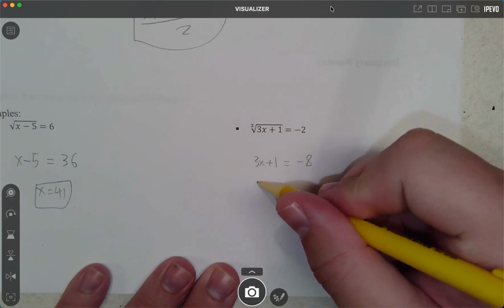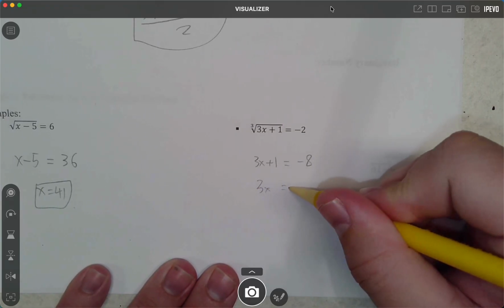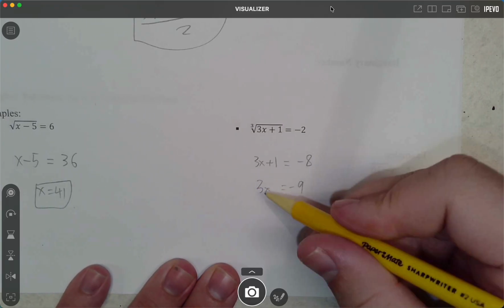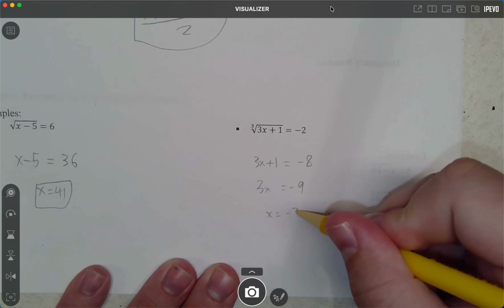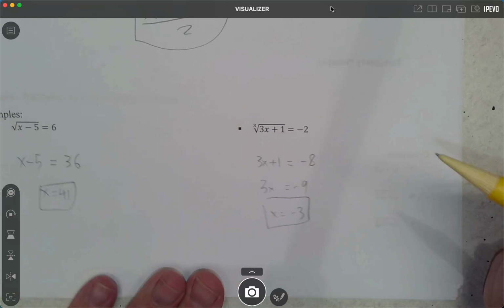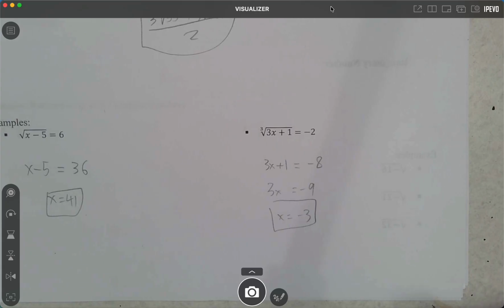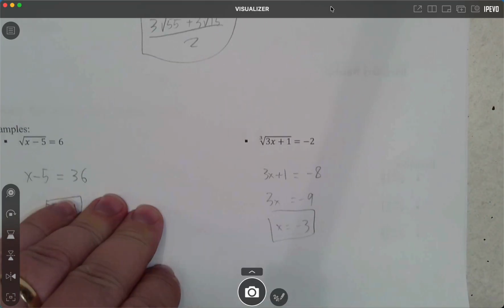And so from there, we have 3x equals negative 9. When I subtract that 1 over, I have x equals negative 3. And I'm going to put a box around it because, again, I've already plugged this in and verified that it works, but you need to plug it in yourself and verify why that works.